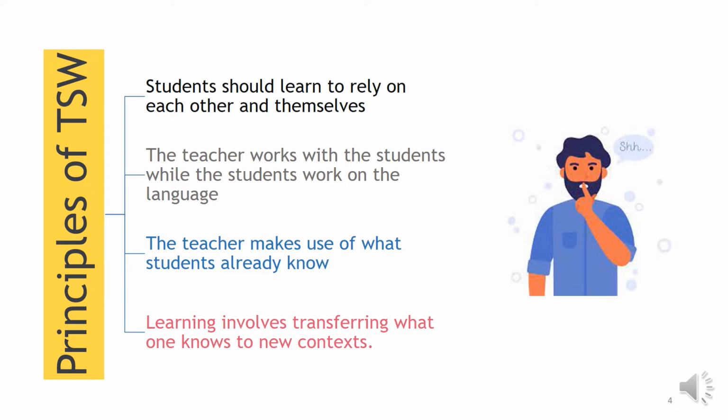The eighth principle is that learning involves transferring what one knows to a new context. For example, if they know the structure or the formula of the past simple tense, they have to use it. They have to put it in context. For example, write a paragraph with the past simple, or maybe not only write, but produce oral sentences, and so on.